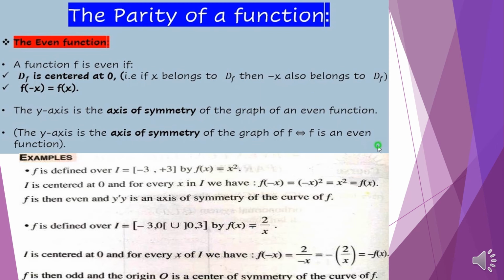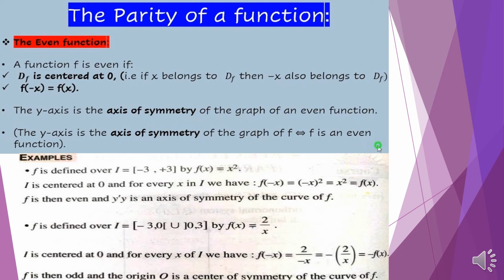Example: the function f over I, f of x equals x square. Notice I is a centered interval, centered at 0. For every x in I we have f of minus x. What does f of minus x mean? It means you replace x by minus x. Replace x by minus x, you write minus x all square, equal x square. So f of minus x equals f of x.